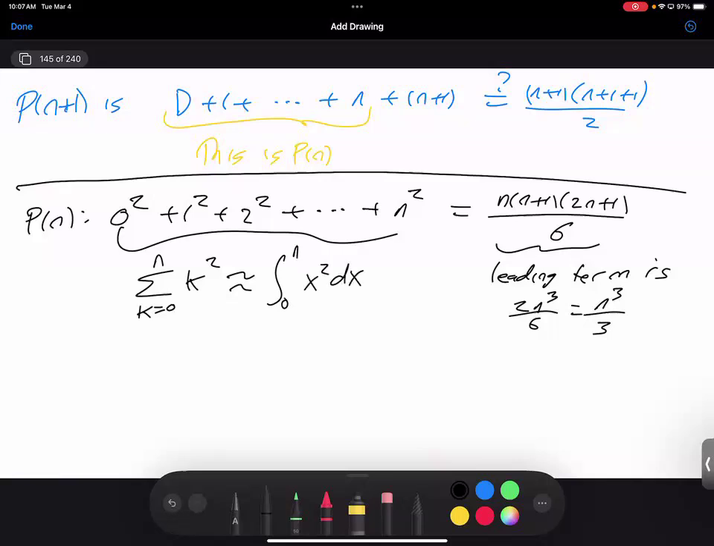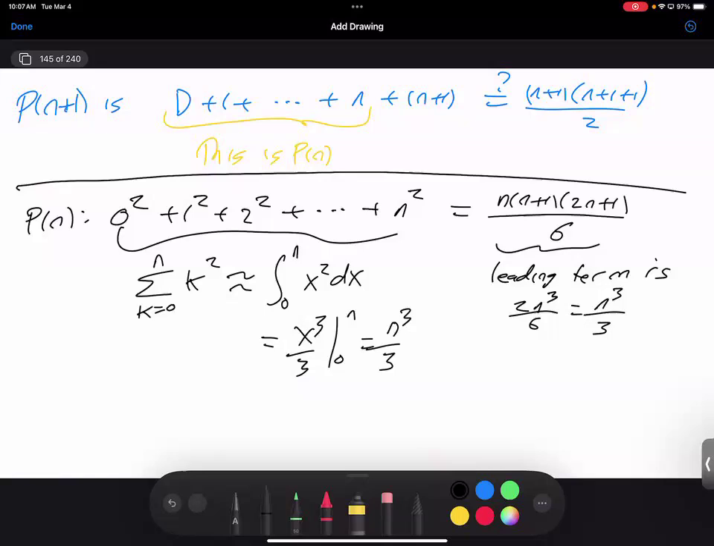What's the integral of x squared? Integral of x squared. x to the 3 over 3 from 0 to n. So that's n cubed over 3. So this is a quick test that this is at least reasonable. They're giving us the same main terms.